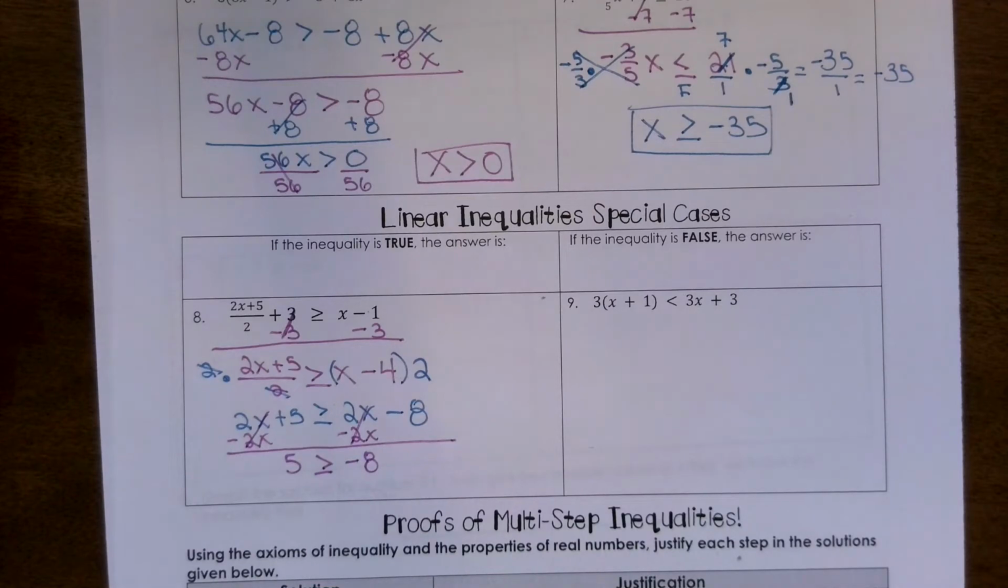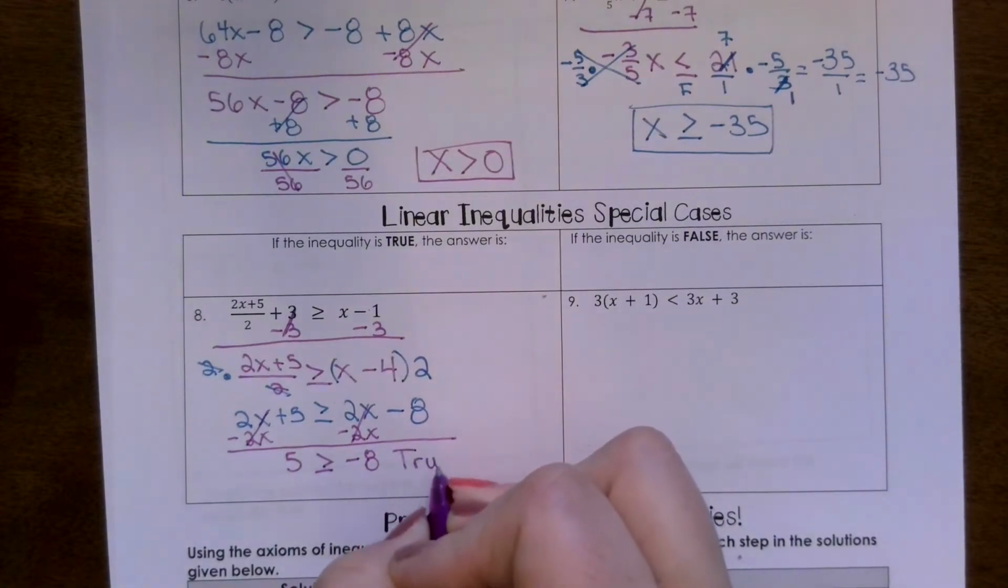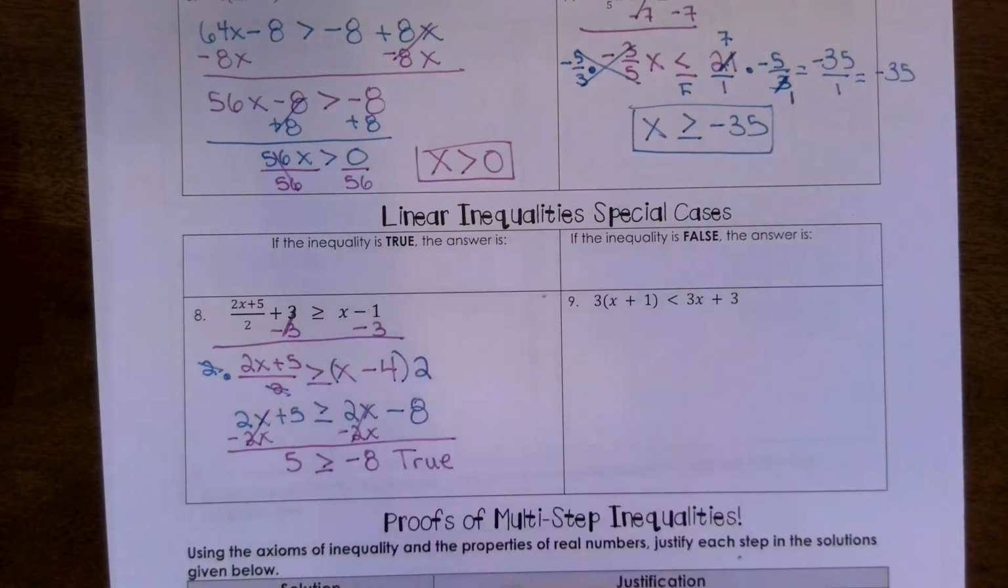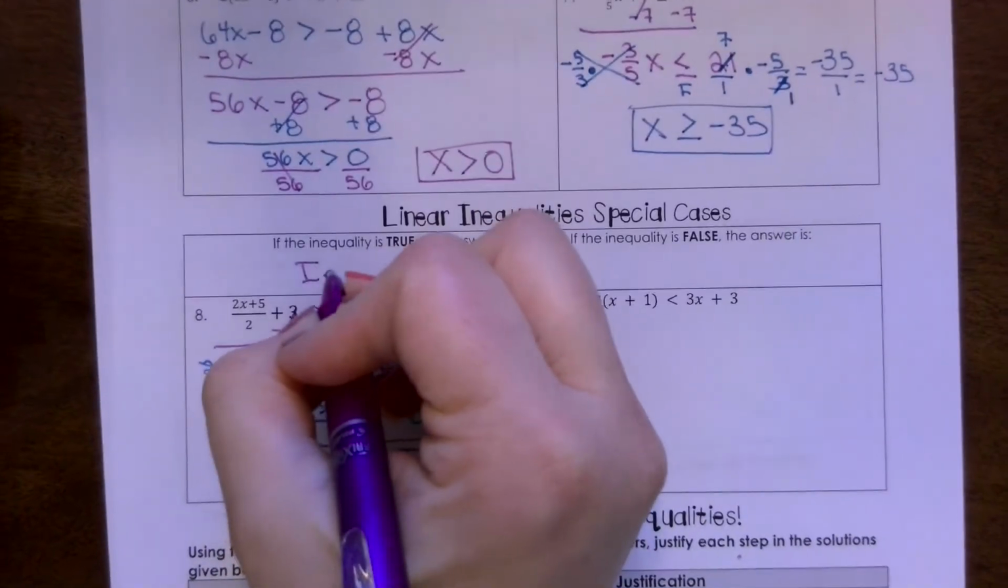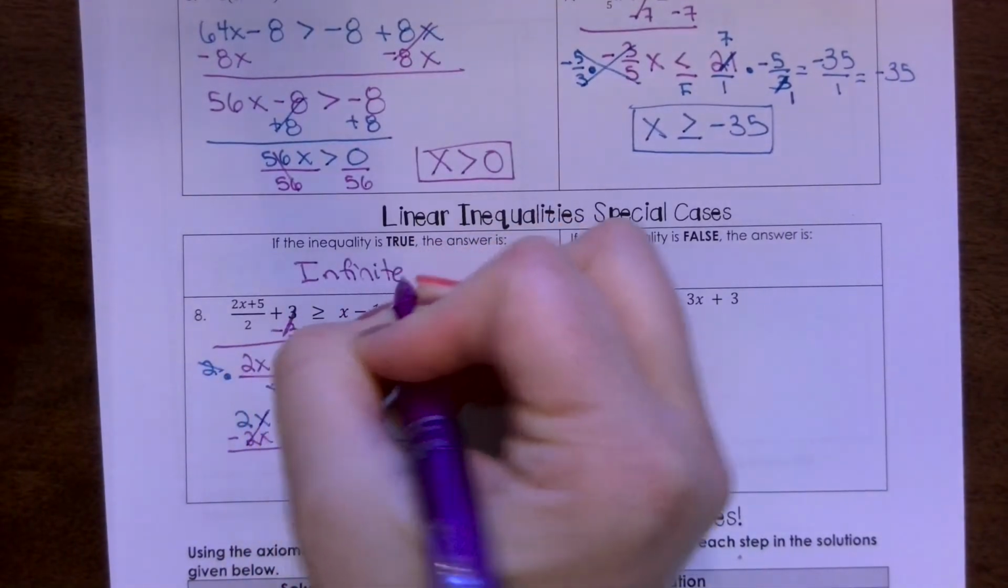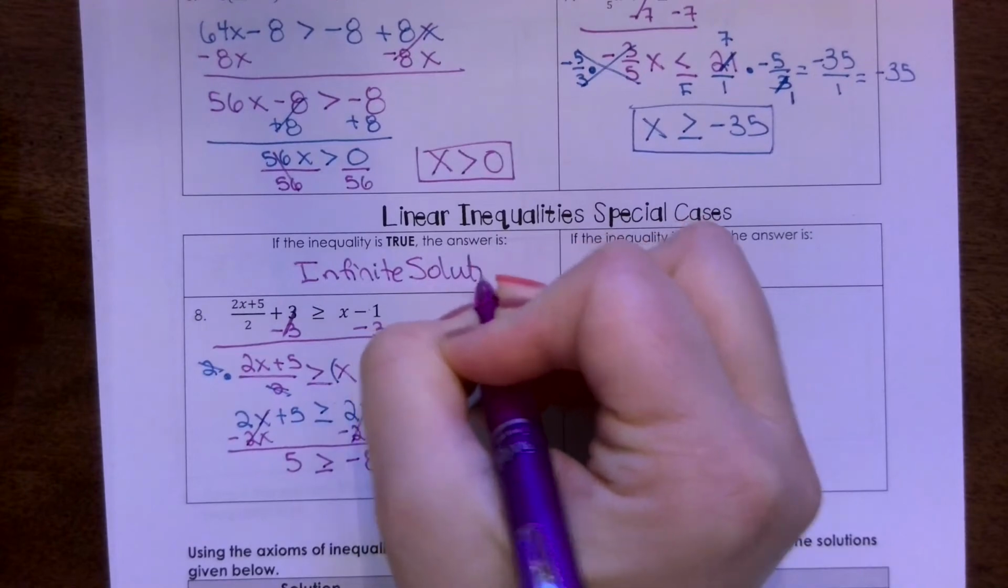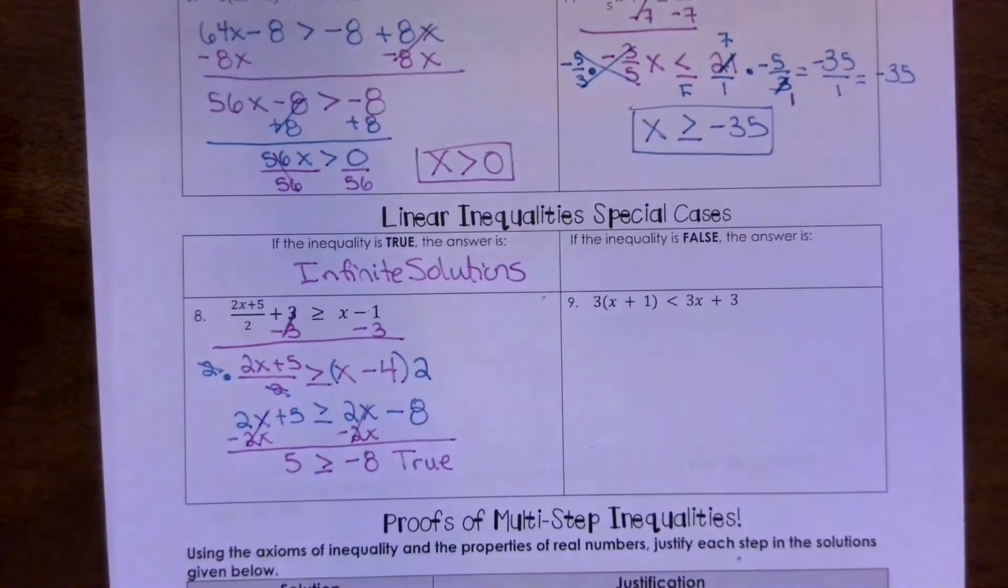Just thinking about basic numbers, I know that 5 is indeed greater than negative 8. So this is a true statement, and this means it is infinite solutions. So there are infinite solutions to this particular linear inequality.